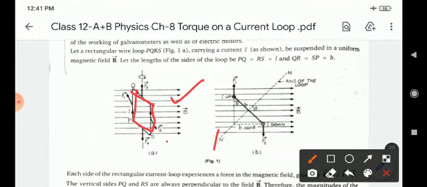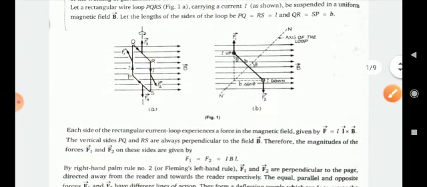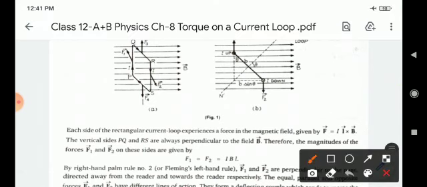Children, each side of the rectangular current loop experiences a force in the magnetic field given by the formula F vector equals I L vector cross B vector. The vertical sides PQ and RS, children, PQ and RS, have the F1 force and F2 force, and along QR and PS, we have the F3 force and F4 force.